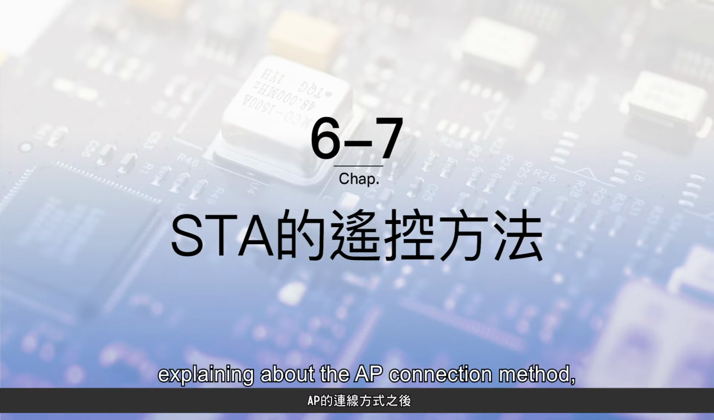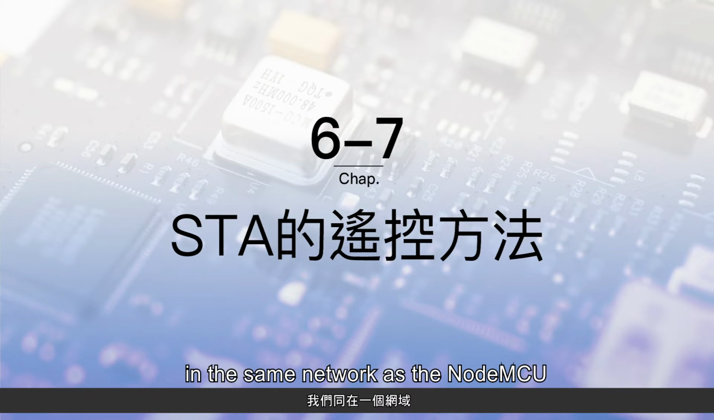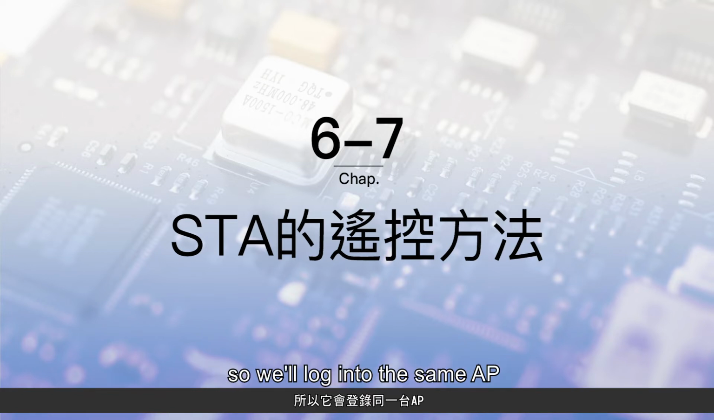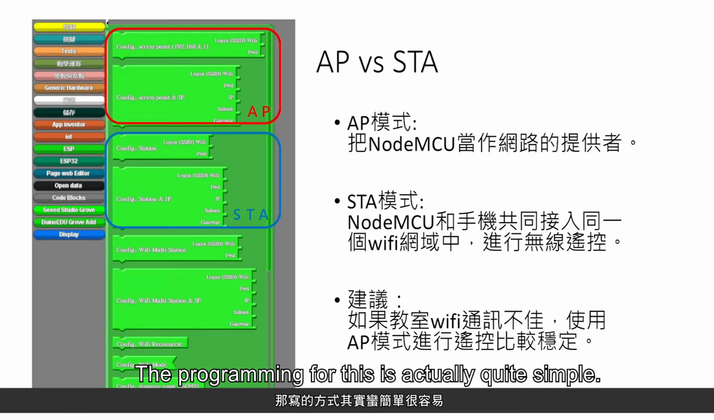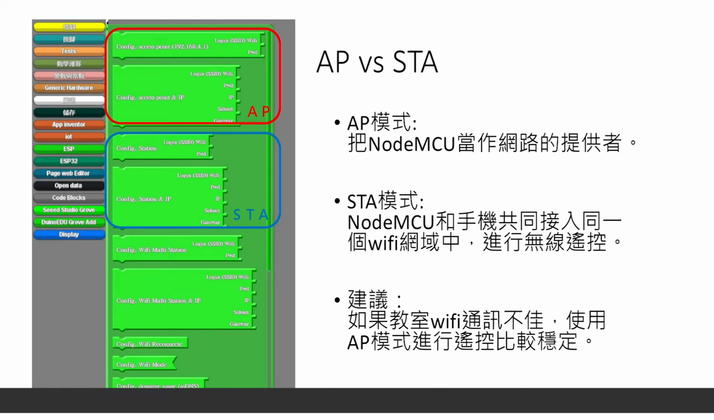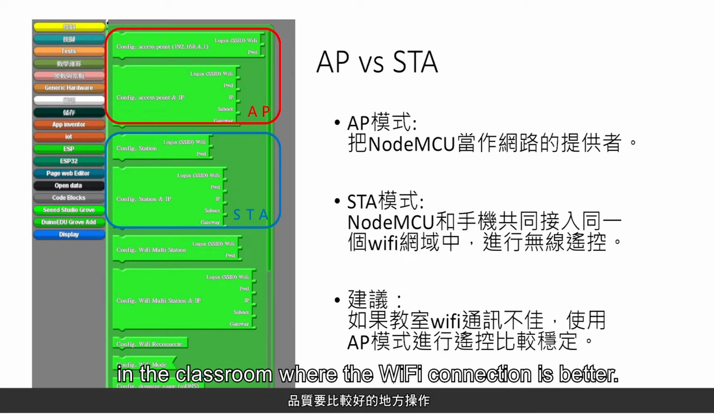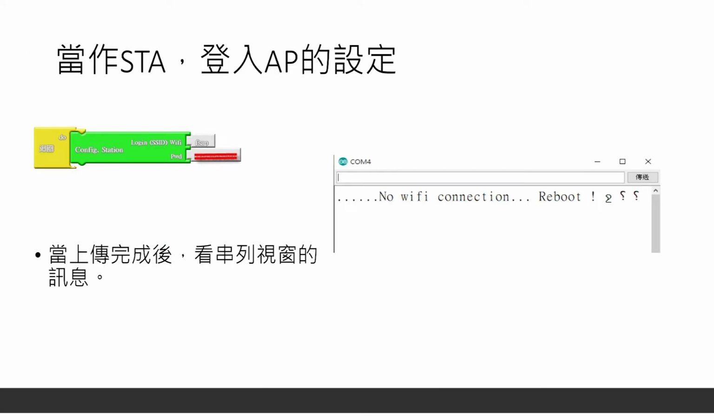Now that we've finished explaining about the AP connection method, we'll change to using STA. For STA, we will be in the same network as the NodeMCU, so we'll log into the same AP, or network. The programming for this is actually quite simple. Originally, we used config AP, but now we'll change it to config station. Of course, this should be operated at places in the classroom where the Wi-Fi connection is better. Let's perform some settings. There are actually not many changes. We'll show you directly.